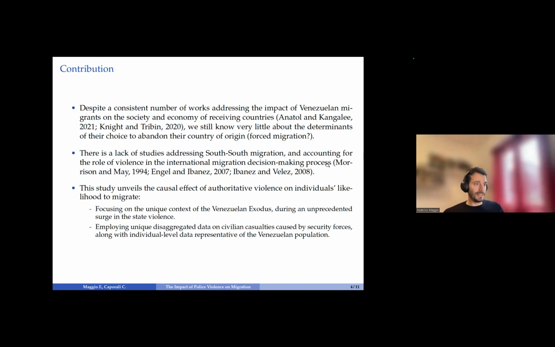And there is also a lack of studies accounting for the role of violence in the international migration decision-making process. Most of the papers address the role of violence in the displacement of migrants within the country. And so with our study, we try to unveil the causal effect of authoritative violence on the individual likelihood to migrate. We focus, as I said, on a unique context, which is the Venezuelan exodus during an unprecedented surge in state violence and in migration. And we employed quite unique disaggregated data on civilian casualties caused by security forces, along with new individual level data representative of the Venezuelan population in the country of origin and in the destination countries.